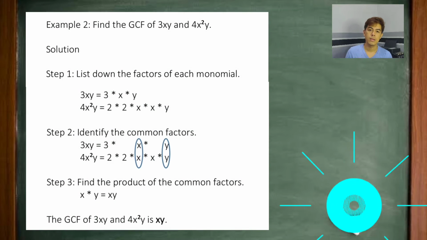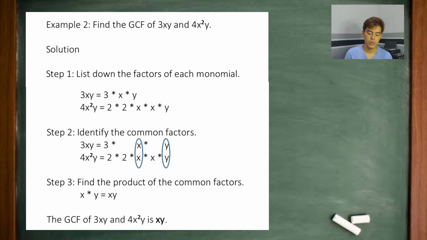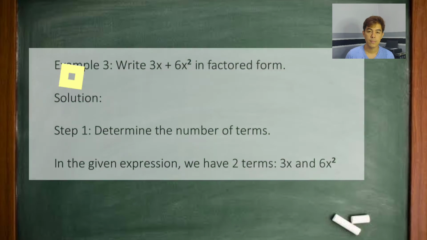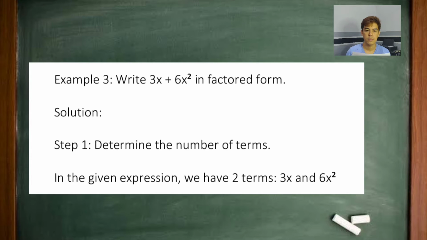Let us now apply the steps for example number 2. Finding the GCF of 3xy and 4x squared y. So let us list down all the factors of each monomial and then identify the common factors. So in this example, we have x and y, and then we multiply x and y to get the GCF of 3xy and 4x squared y. Example number 3. Write 3x plus 6x squared in factored form. So step 1 for the solution is to determine the number of terms. So in this expression, we have two terms, 3x and 6x squared.